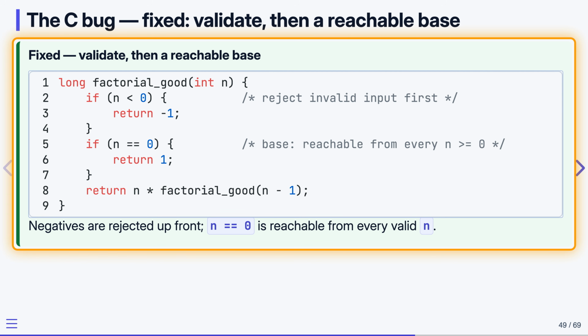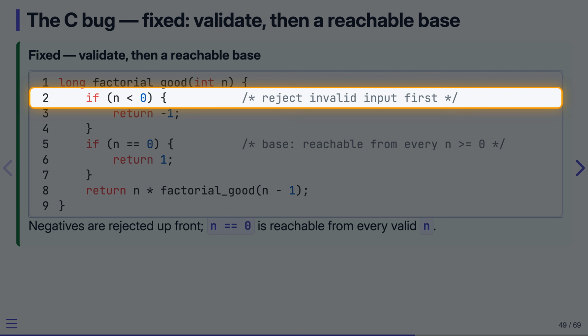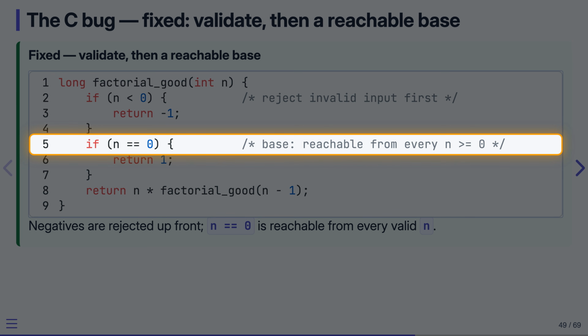Here is the fix. It does two things and the order matters. First, reject invalid input. If n is negative, we return -1. We do not pretend a negative number has a factorial. Then the base case is n is equal to 0. Now every valid n, 0 or more, steps down and reaches it. Validate first, then use a base case the valid inputs can actually reach.